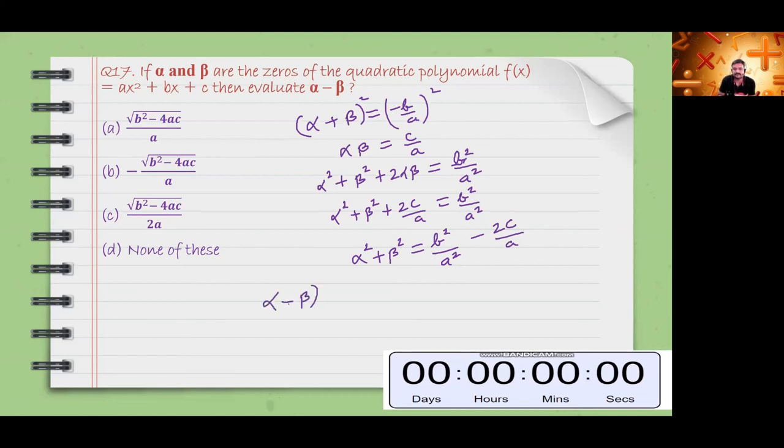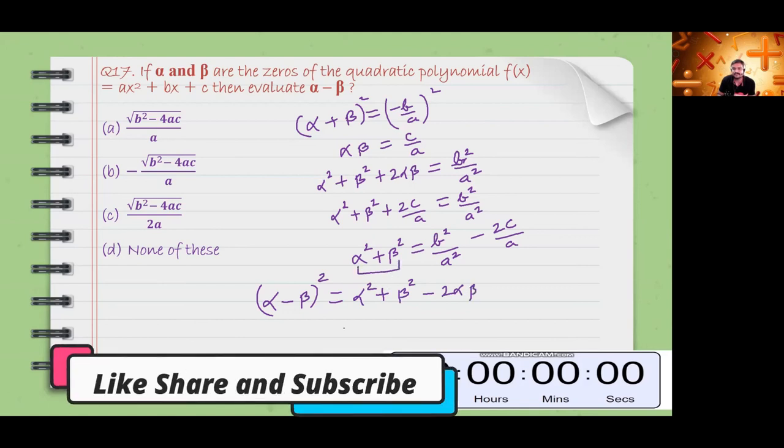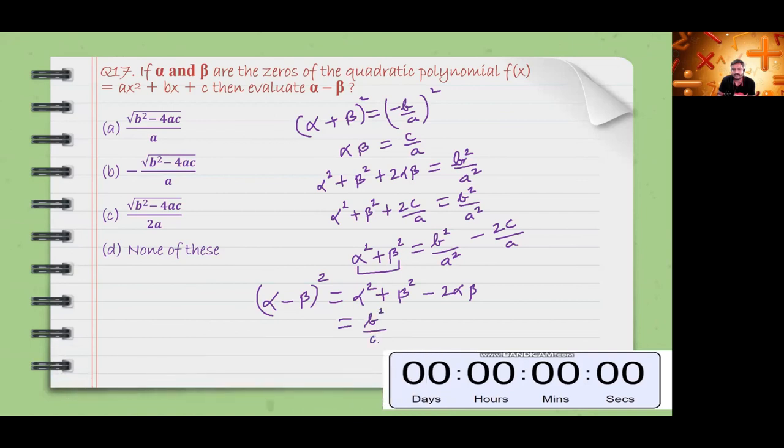Okay, now we are having the value of alpha² + beta². Now we will take (alpha minus beta) whole square. What is it? Alpha² + beta² - 2 alpha beta. Now we are having the value of this alpha² + beta², so we'll put it here. What will it come? b² upon a² minus 2c upon a minus 2c upon a. Okay, क्योंकि alpha into beta का value है c upon a. So what will it become ultimately? b² upon a² minus 4c upon a.